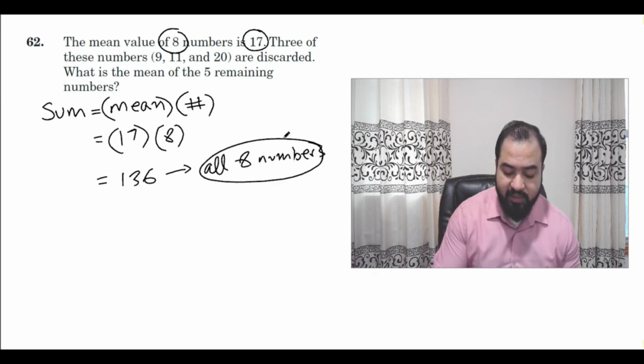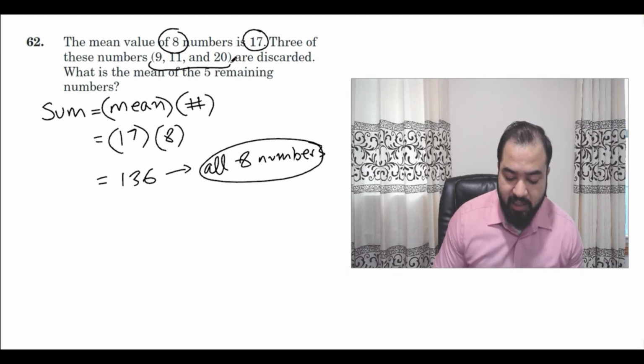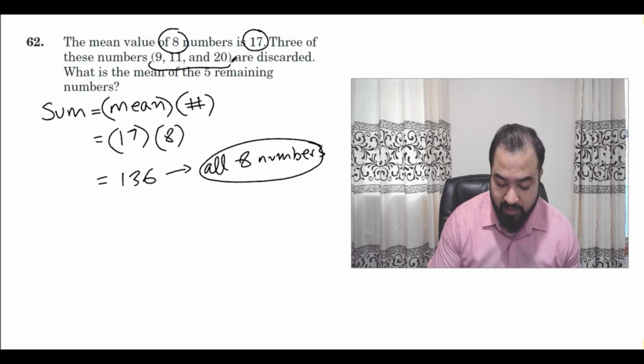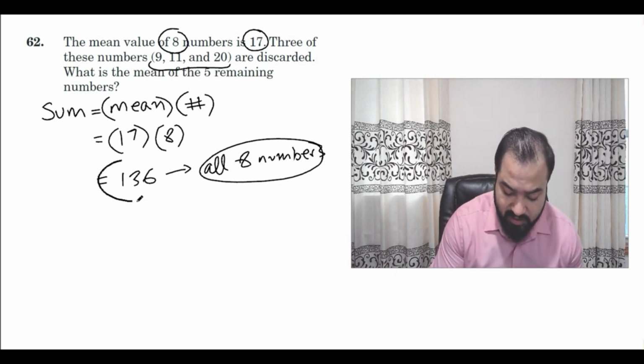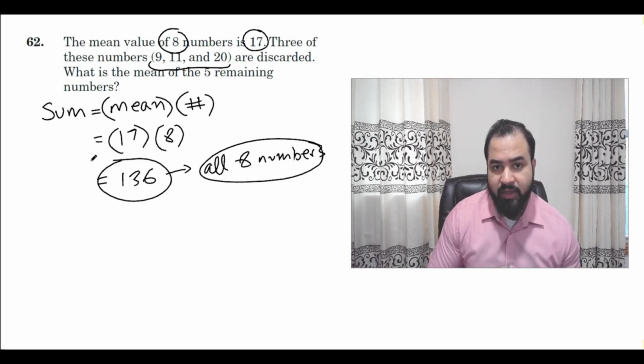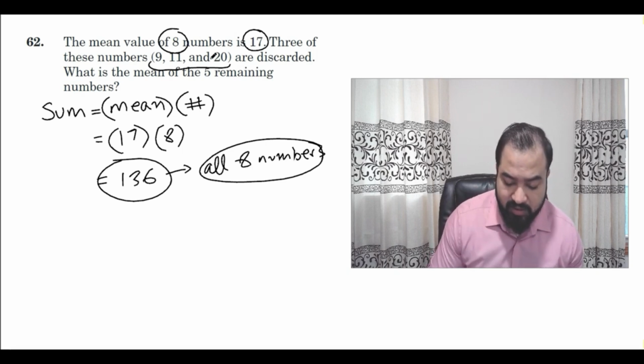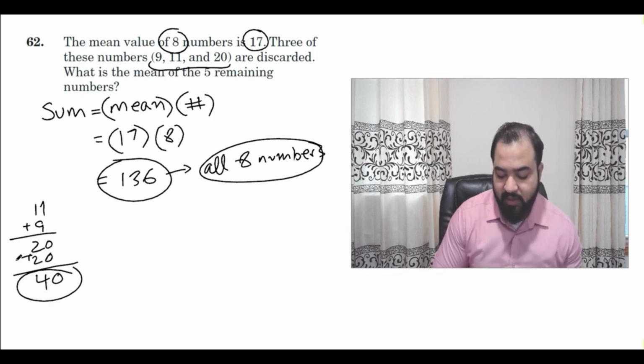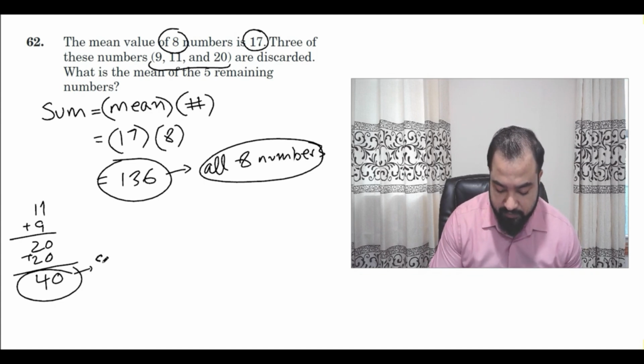Now it says 3 of these numbers, 9, 11, and 20, are discarded, meaning removed. So 9, 11, and 20 are the 3 numbers. I know the sum of all the 8 numbers is 136. So we have the 3 numbers 9, 11, and 20, which is 11 plus 9, which is 20, plus another 20, that's 40. So that's the sum of the three numbers.